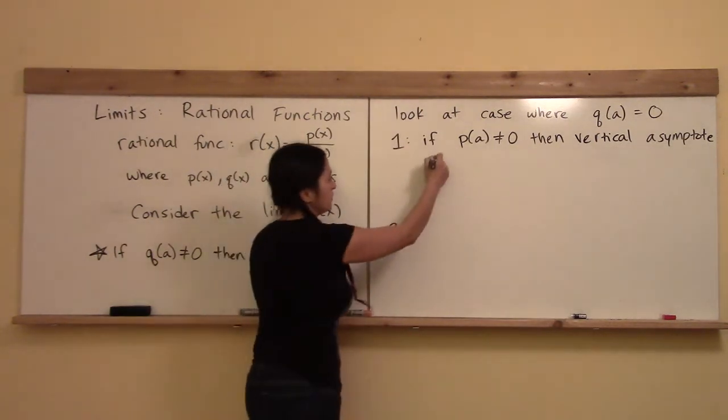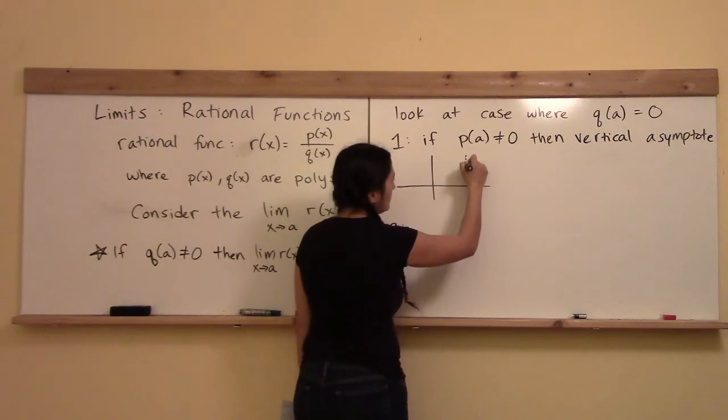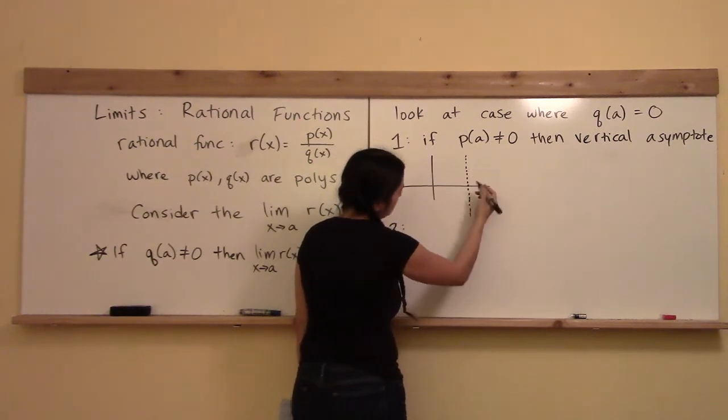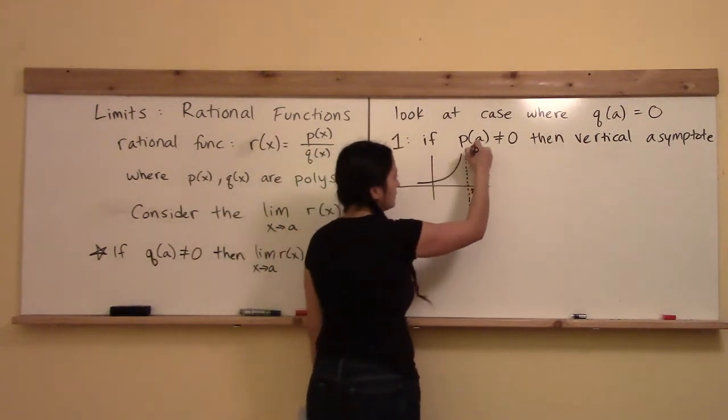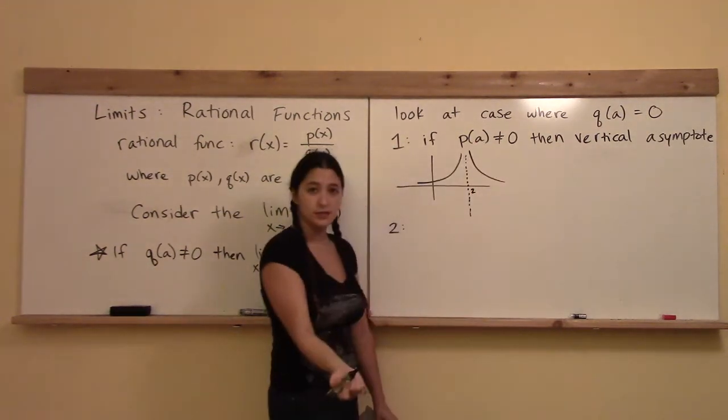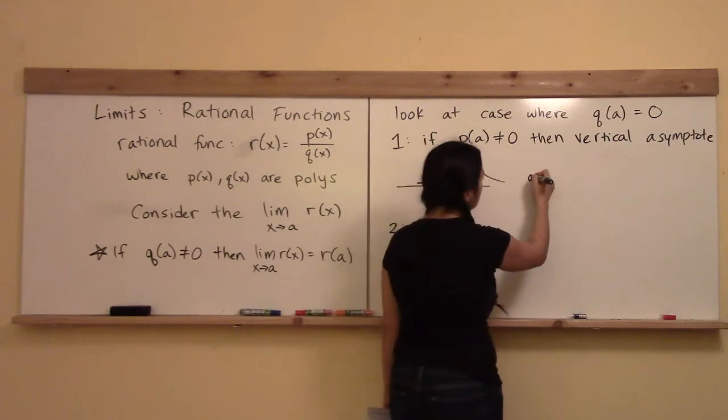So let's take a look at what a vertical asymptote looks like. Let's say my value for a is right here. Let's say it's the number 2. Maybe the function looks like this, and it's blowing up on both sides. That's an example of a vertical asymptote.